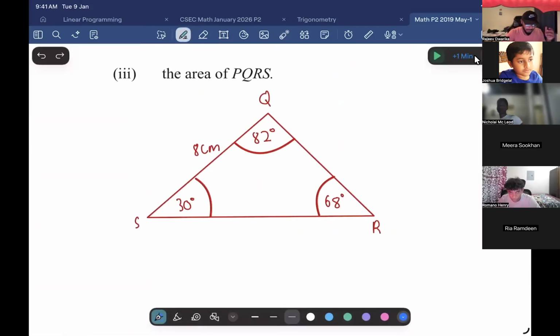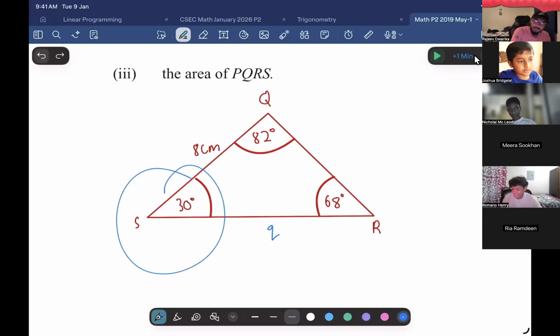So guys, tell me fast, if this is angle Q, what would I call this? Come on, Q. Baby Q. If this is angle S, what would I call this? Come on, S. Baby S, man.